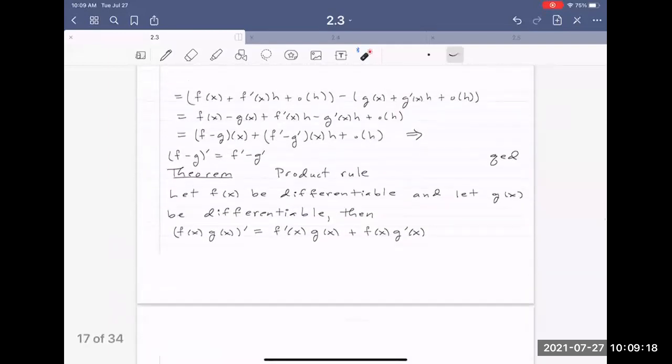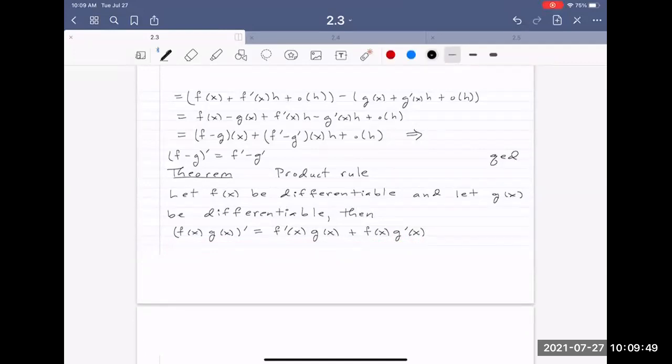The product rule. Let f be differentiable. Let g be differentiable. Then (f(x) times g(x))' is equal to f'(x) times g(x) plus f(x) times g'(x). This is also called Leibniz rule.